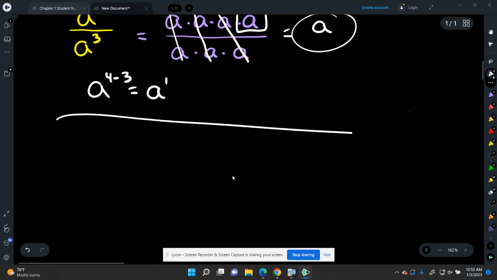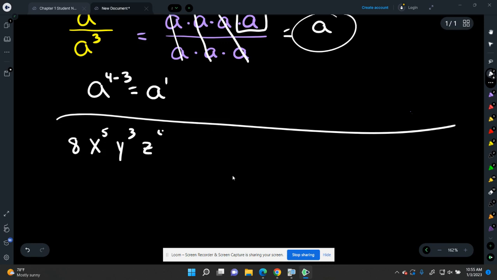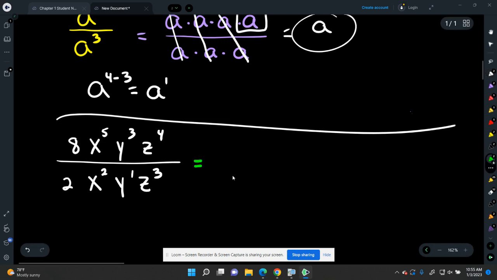So let's look at another example. Let's say that we have 8 x to the 5th, y to the 3rd, z to the 4th over 2 x to the 2nd, y to the 1st, z to the 3rd. Okay. We are going to separate, and then we'll work with it, and then we'll bring them back together again.